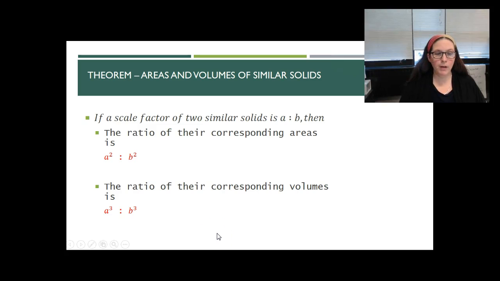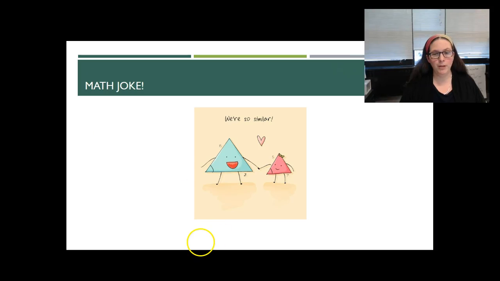So next we're going to work out a couple problems, but before we start, I brought you guys a cute little math joke again. Okay, let's try a couple problems on these, and then you guys will be set to work on your homework.